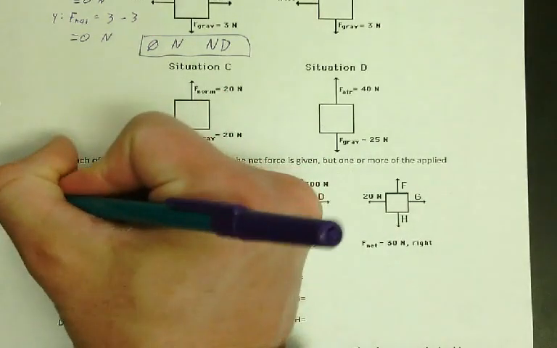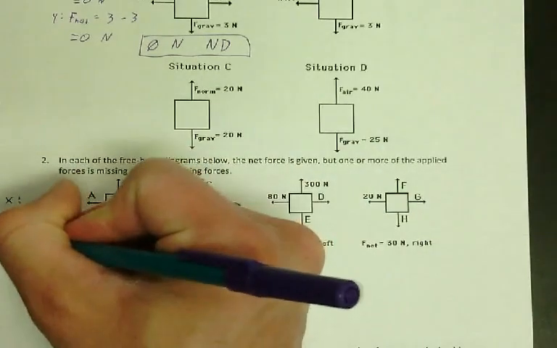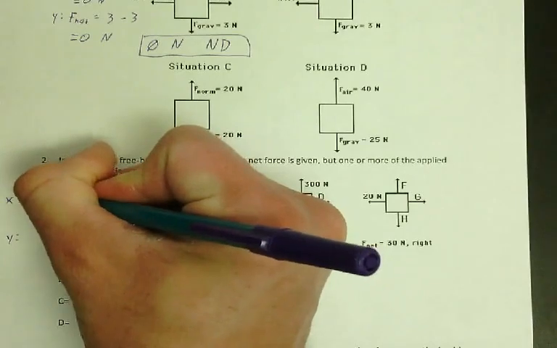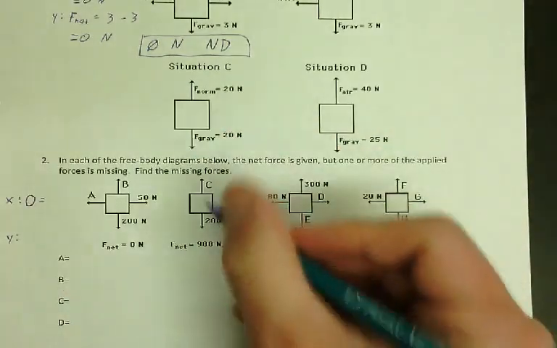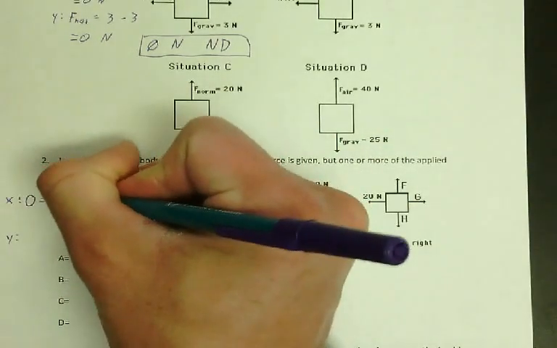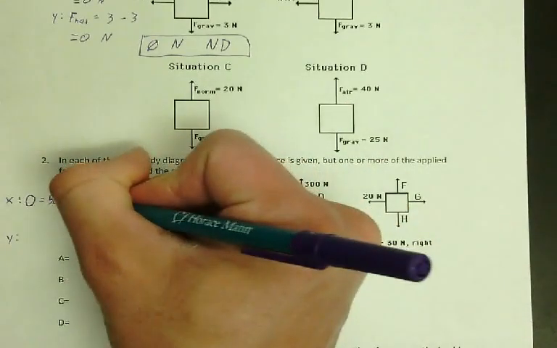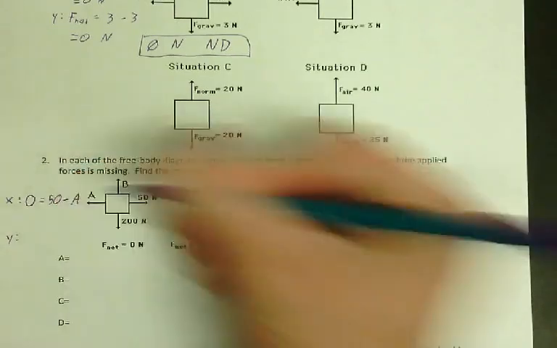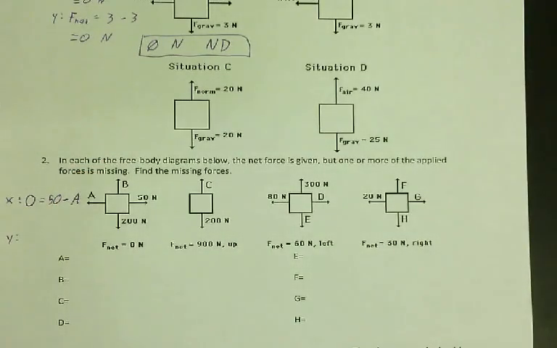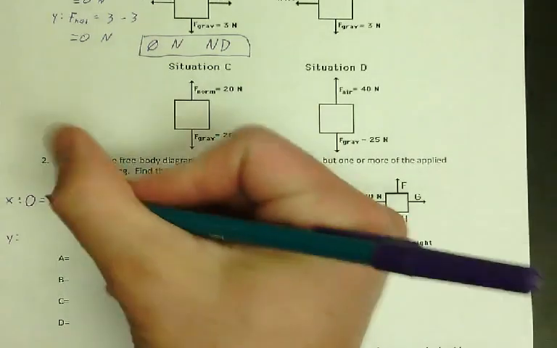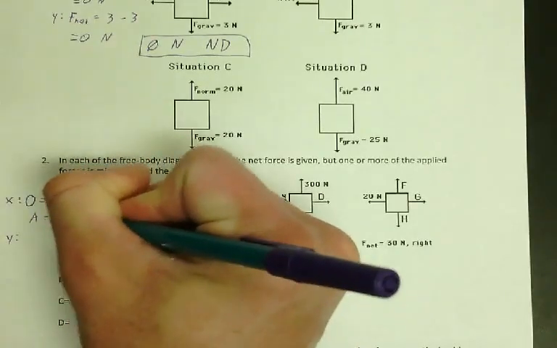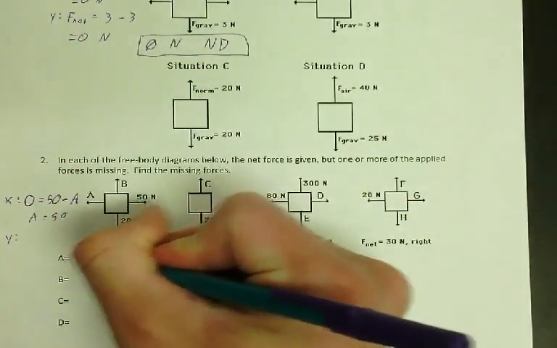So I do the same thing I did. I do an X, I do a Y. But now I know what the net force is. So my net force is 0. And that's equal to forward forces, which is 50, minus backward forces, which in this case is A. Okay, so all you have to do is add A to the other side. That gives you A equals 50, and that would be the answer for A.